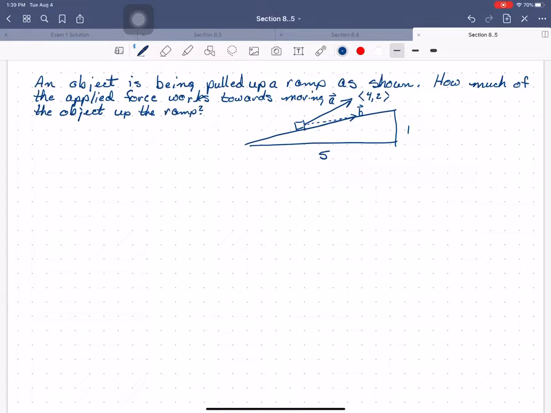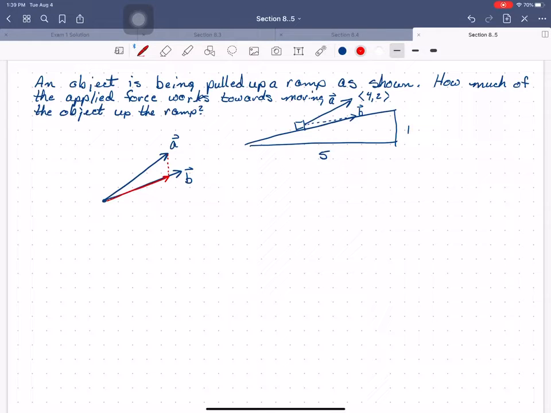So if I rearrange these vectors a little bit, what I have is one vector, this guy, vector B, and another vector, this guy, vector A. And what I'm actually asking is, what is the projection of A onto B?